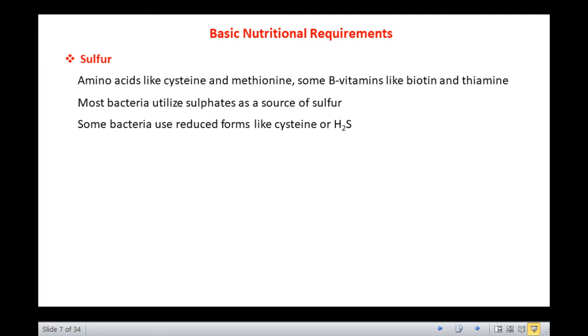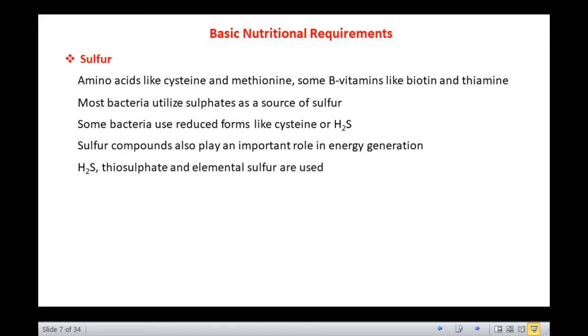Some sulfur compounds also play an important role in energy generation. Some reduced sulfur compounds like hydrogen sulfide, thiosulfate and elemental sulfur are used as electron donors, whereas oxidized forms like sulfates are used as electron acceptors.